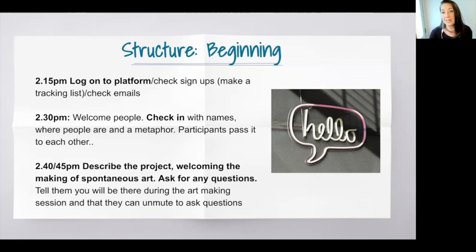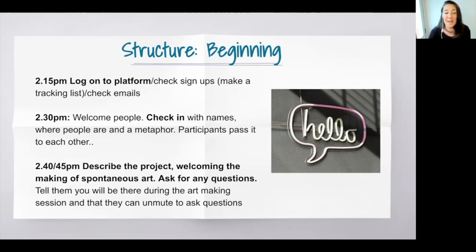I begin the session by saying what the project is, and then check in with names, where people are, and a metaphor. We've talked about that before: the metaphors of animals, habitats, landscapes, plants, musical instruments, tools, or even objects in the house. I usually ask, if you were going to be a fill-in-the-blank, what would you be and why? So if you were going to be an animal today, what would you be and why?